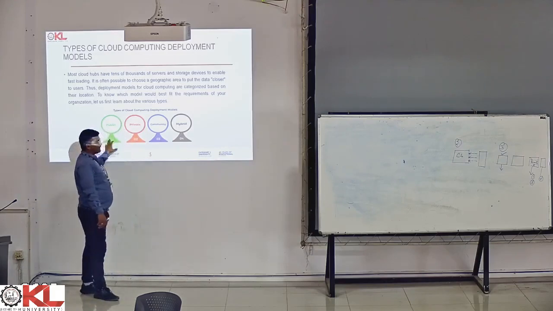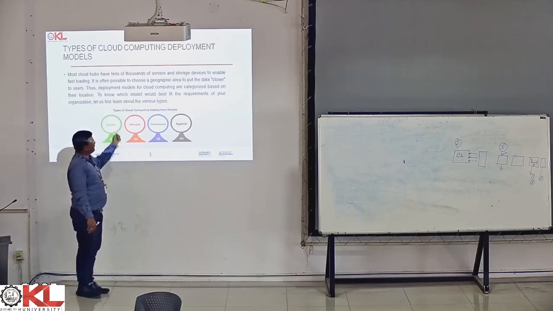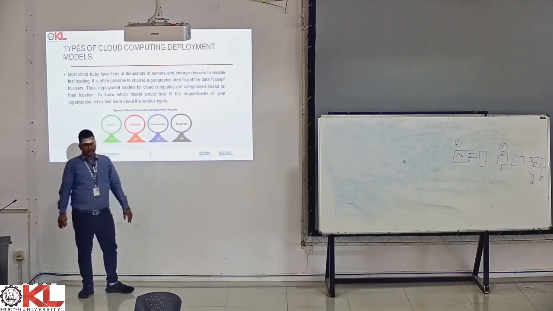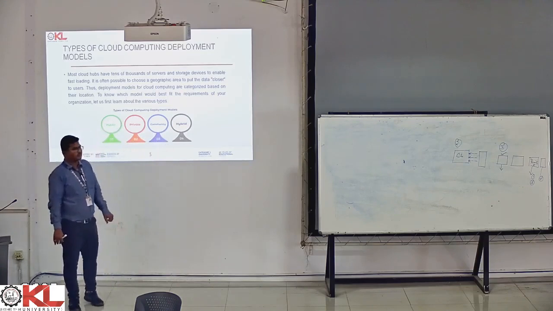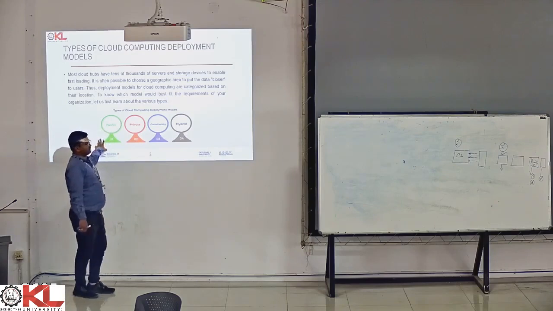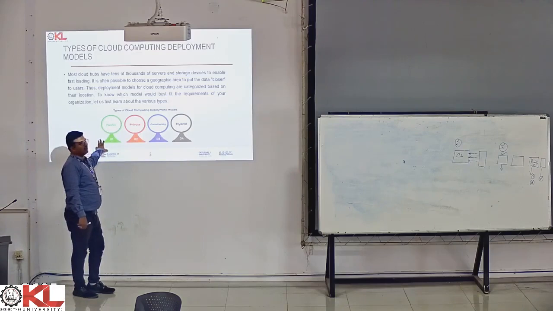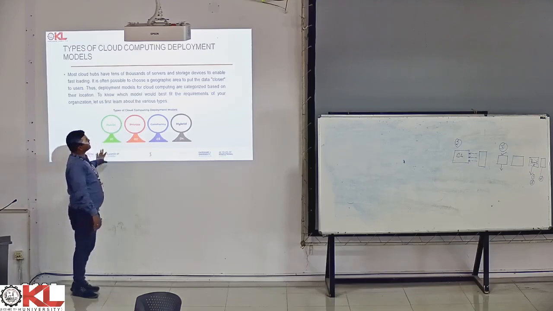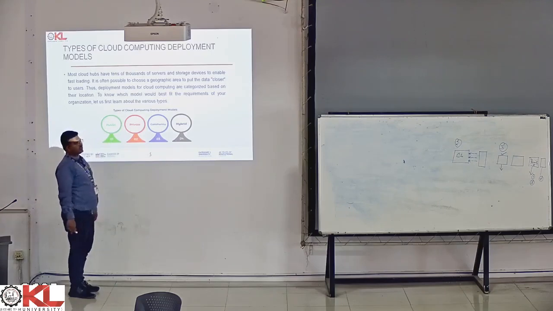There are 4 different types: public cloud, private cloud, community cloud, and hybrid cloud. Public cloud examples are Amazon Web Services, Microsoft Azure, Google Cloud Computing, and Alibaba Cloud. There are many more, where organizations want to communicate in a broad range, where it should reach every nook and corner of that particular region. So they are going for the public cloud.